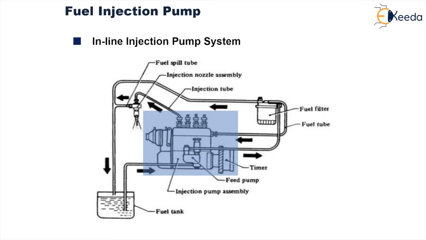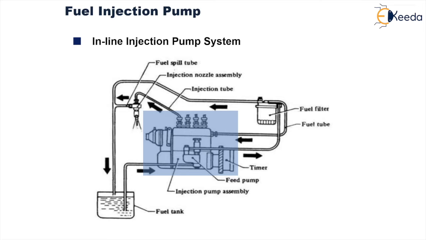You can see that the fuel tank is connected to the fuel filter, and from the fuel filter the fuel is supplied to the injection pump assembly, and from the injection pump assembly it is further supplied to the injection nozzle. Another component that is present over here is the timer, because the injection pump assembly and the feed pump should know when the fuel is to be supplied and when its supply is needed to be stopped.